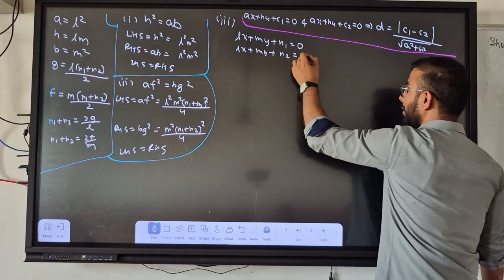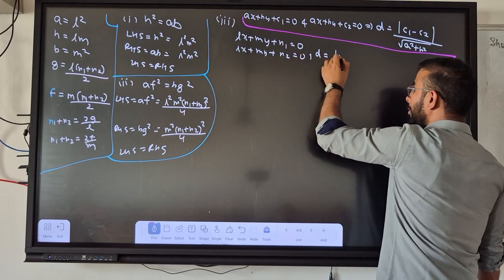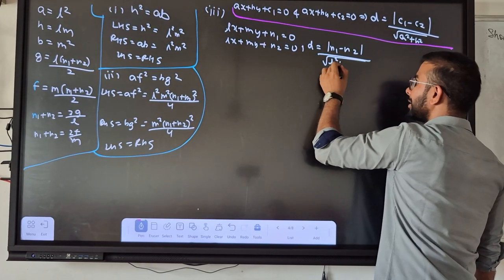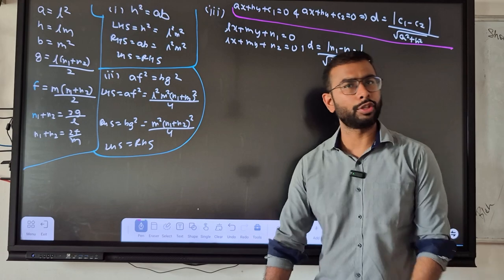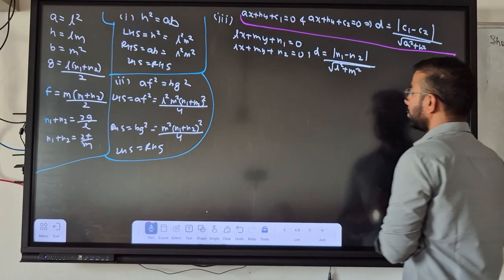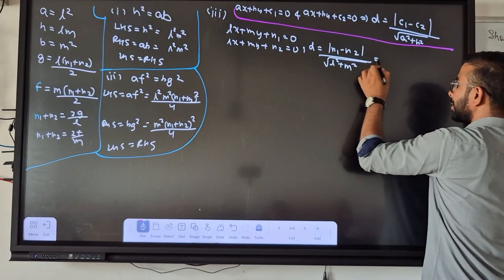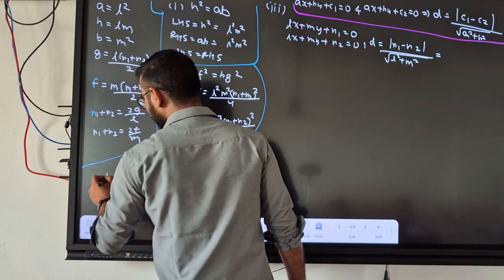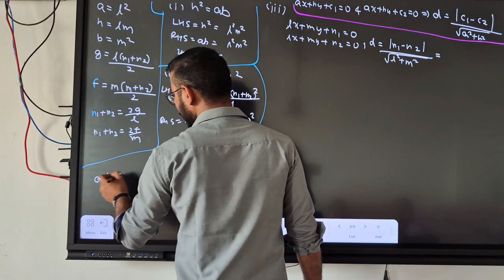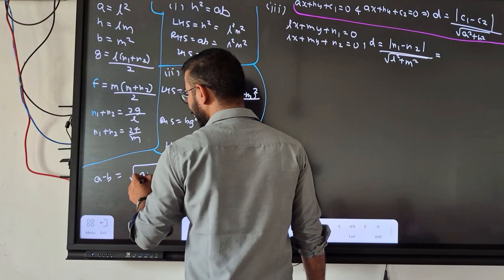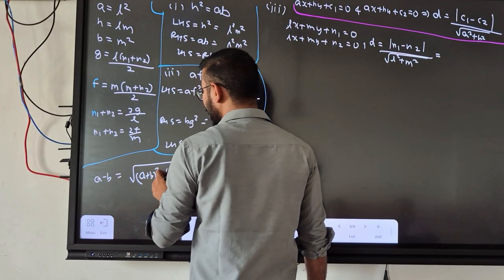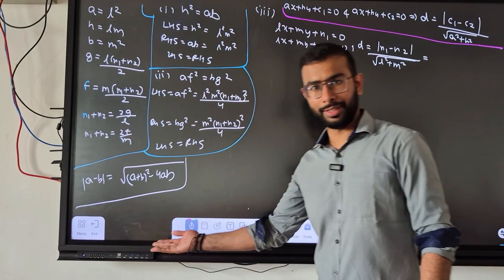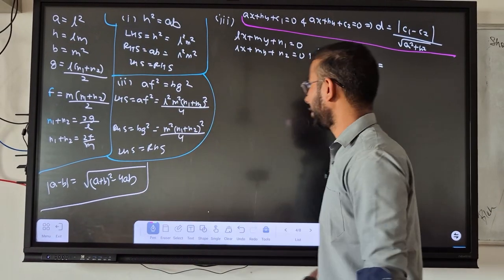So what is the formula? If you calculate, distance d is given as mod n1 minus n2 upon under root l square plus m square. Hope it is making sense with all of us, right? Not a big deal. Now, this can be written as, again, you would have studied in your childhood, a minus b is given as under root of a plus b whole square minus 4ab, right? In your class 9, 10th. In case not, right now you can revise, okay?